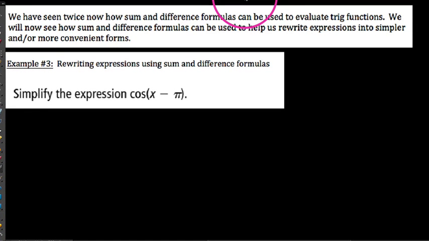Okay, YouTube, this is my last video in this mini module on sum and difference formulas. And in this video, I kind of like this one the best because it should be the shortest here. With respect to what we're doing, we're basically going to look at how we could use sum and difference formulas to rewrite an expression. So simplify this expression that you see here, like cosine of x minus pi.